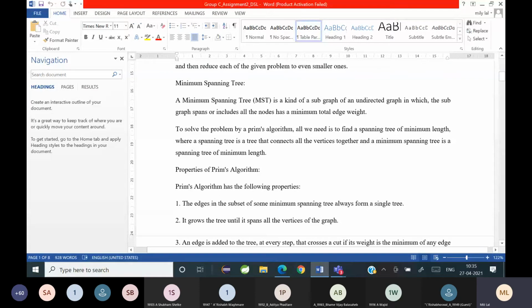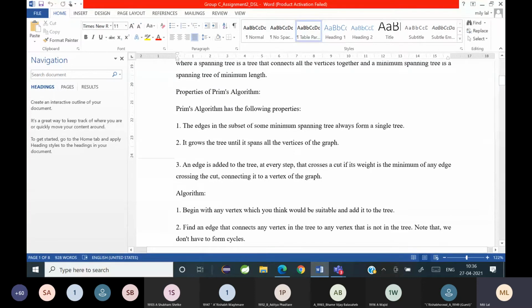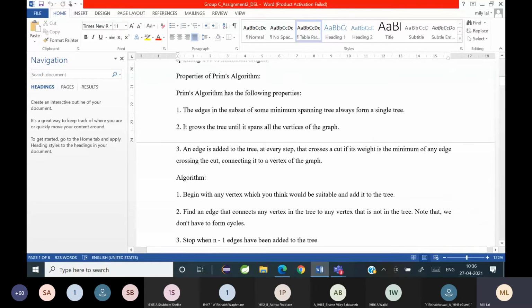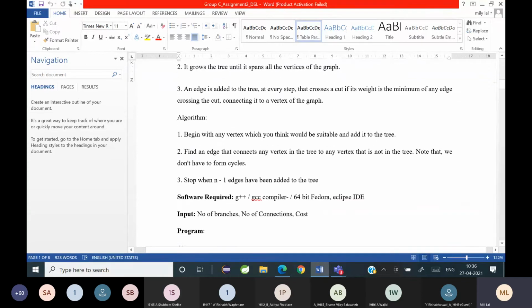Now, what is minimum spanning tree? It's a kind of subgraph of an undirected graph in which the subgraph spans or includes all the nodes with a minimum total edge weight. Okay, so that is what is MST that we have already seen. Then, yes, the Prim's algorithm properties are being given. That is, the edges that are a subset of some minimum always form a single tree, and the tree grows until it includes all the vertices, and the edge is added to the tree at every step if its weight is minimum. So that is what we are going to consider here.